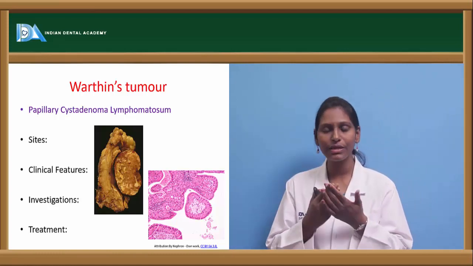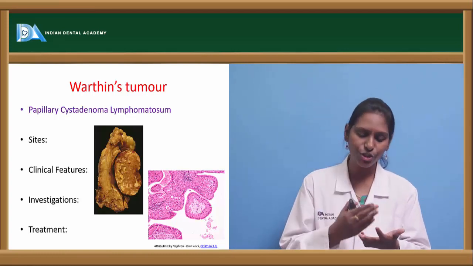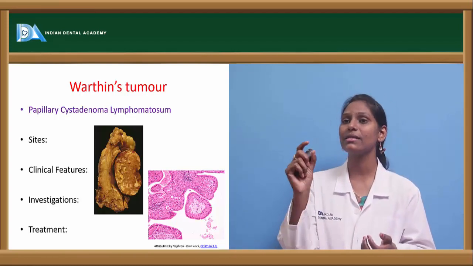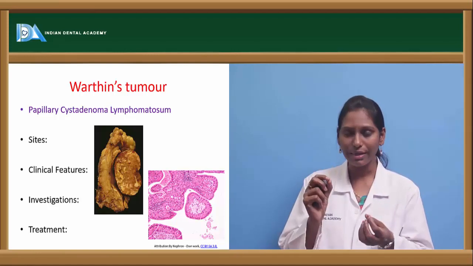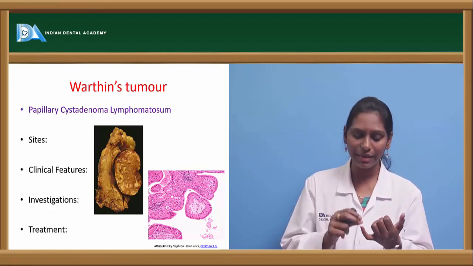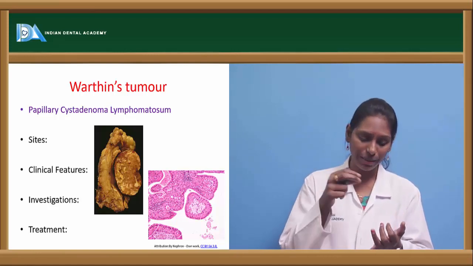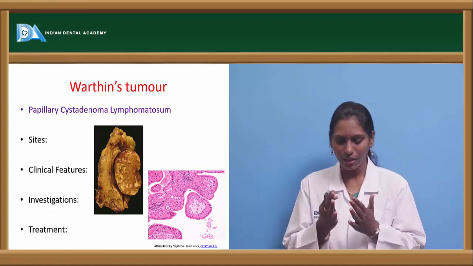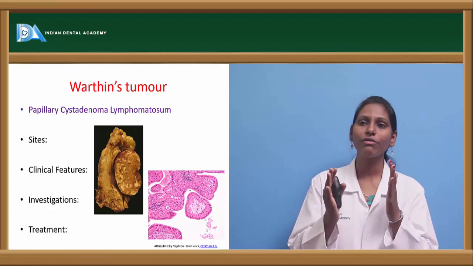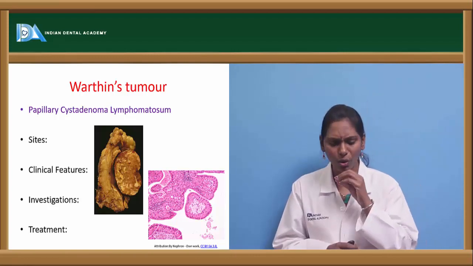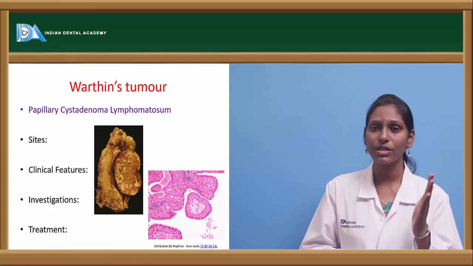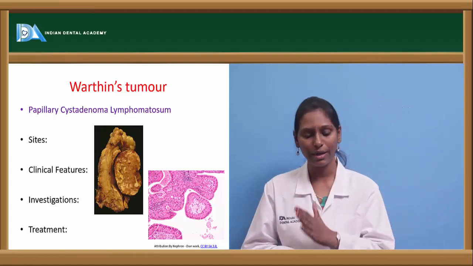Again, Warthin's tumor is salivary gland tissue inclusions in the lymph node. Okay, hence the name papillary cystadenoma lymphomatosum. What is happening here? The salivary gland inclusions are present within the lymph nodes, resulting in this Warthin's tumor. The most pathognomonic feature of Warthin's tumor is it only occurs in the parotid gland, and the most common location is the lower portion of your parotid gland.